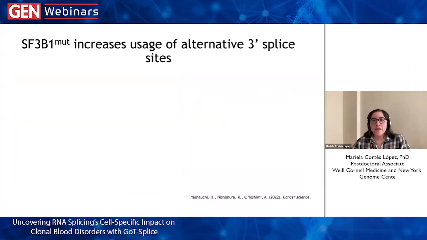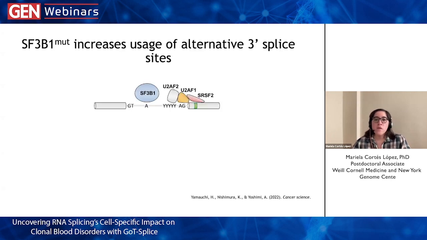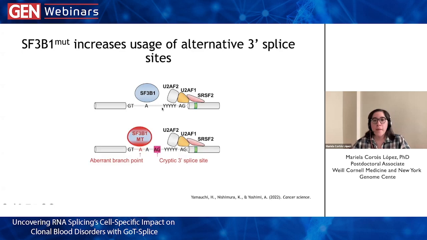The consequence that this mutation has for the SF3B1 protein is that it will increase the usage of alternative 3' splice sites. What I mean by that is that normally during the process of splicing, we remove this middle intronic sequence. However, when we have an aberrant splicing mutation in the SF3B1 gene, what results is that we have a protein that then recognizes an aberrant branch point.